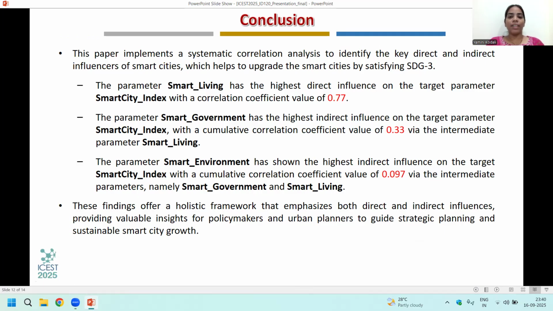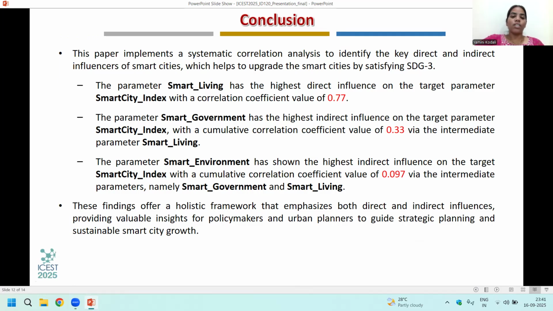The parameter smart living has the highest direct influence on the target parameter smart city index with a correlation coefficient value of 0.77. The parameter smart government has the highest indirect influence on the target parameter smart city index with a cumulative correlation coefficient value of 0.33 via the intermediate parameter smart living. The parameter smart environment has shown the highest indirect influence on the smart city index with a cumulative correlation coefficient value of 0.097 through the intermediate parameters such as smart government and smart living.